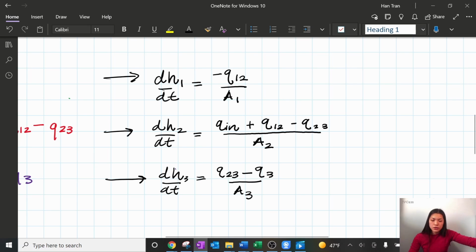And then the third equation is the flow from tank 2 to tank 3 minus the flow out of tank 3, all divided by the cross-sectional area of tank 3.